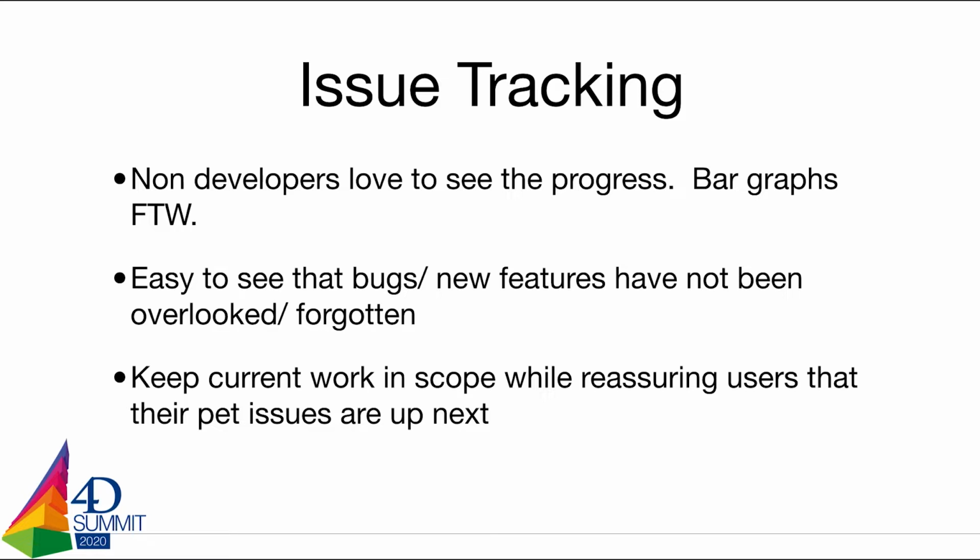Non-developers love to see the progress that comes out of these issue tracking systems. Bar graphs for the win. They're easy to see that bugs and new features have not been overlooked or forgotten. Don't worry, it's on the list. Have said that several times in my career. And they're wonderful for keeping work in scope while reassuring users that their pet issues are up next. And they can actually see progress as it happens.